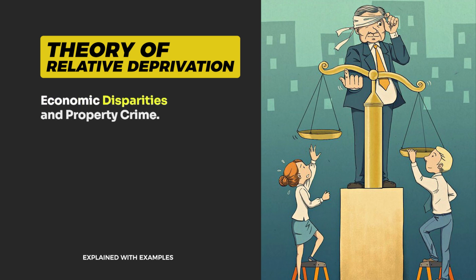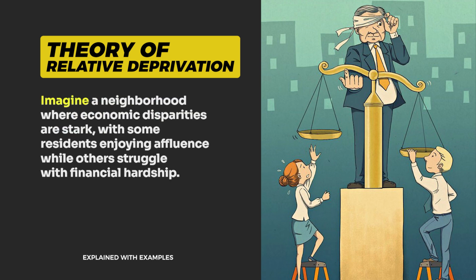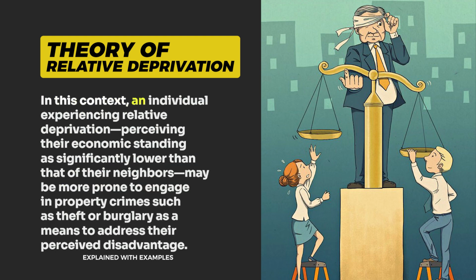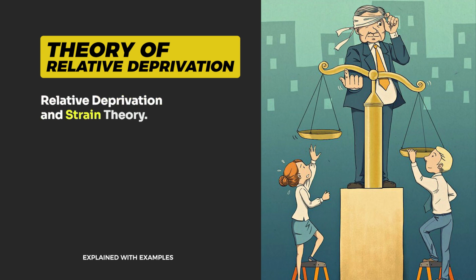Example: economic disparities and property crime. Imagine a neighborhood where economic disparities are stark, with some residents enjoying affluence while others struggle with financial hardship. In this context, an individual experiencing relative deprivation, perceiving their economic standing as significantly lower than that of their neighbors, may be more prone to engage in property crimes such as theft or burglary as a means to address their perceived disadvantage.